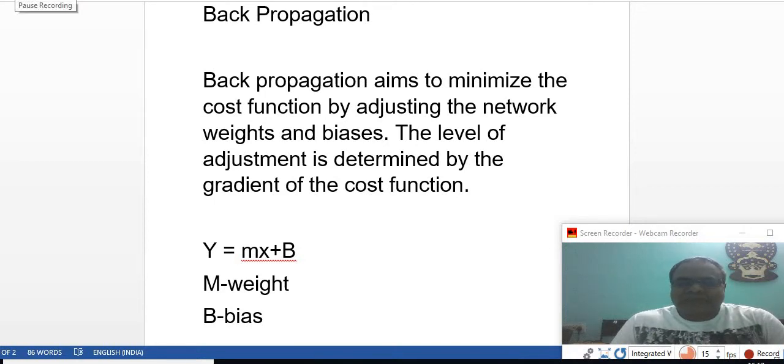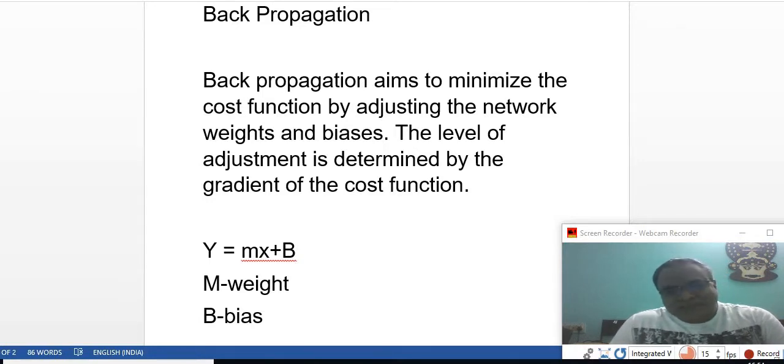Dhanesh here. So today we are going to discuss backpropagation. Backpropagation is an algorithm we usually use in machine learning and in artificial neural networks. This backpropagation aims to minimize the cost function by adjusting the network weights and biases.